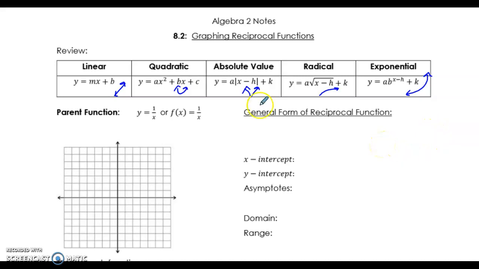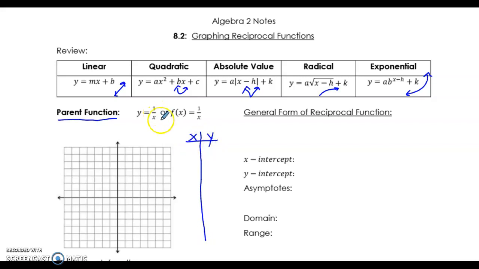Now, just like when we look at this absolute value, how there's x minus h plus k, and the radical x minus h plus k, and the exponential x minus h plus k, those h and k's move it left, right, up, and down. Same thing with the reciprocal function. So first of all, let's graph the parent function, and then we'll be able to move it left, right, up, and down. So let's go ahead and make a table of values.